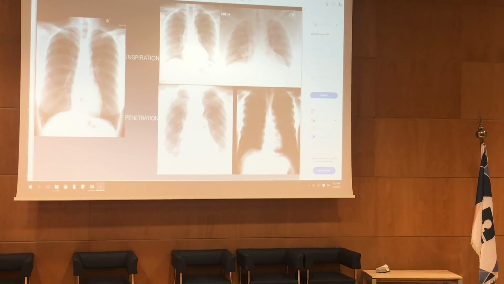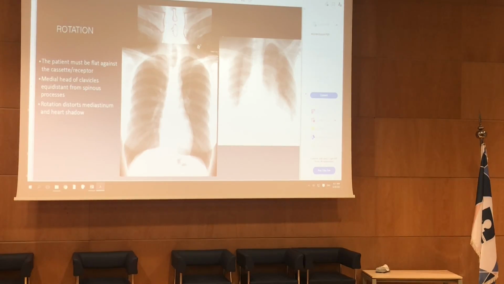If you don't see that, this means that your film is either underexposed or overexposed. Okay, and then you can tell this from the lung. If it's more white, then it's underexposed, so less radiation has gone through the patient. If it's completely black, then it's overexposed.